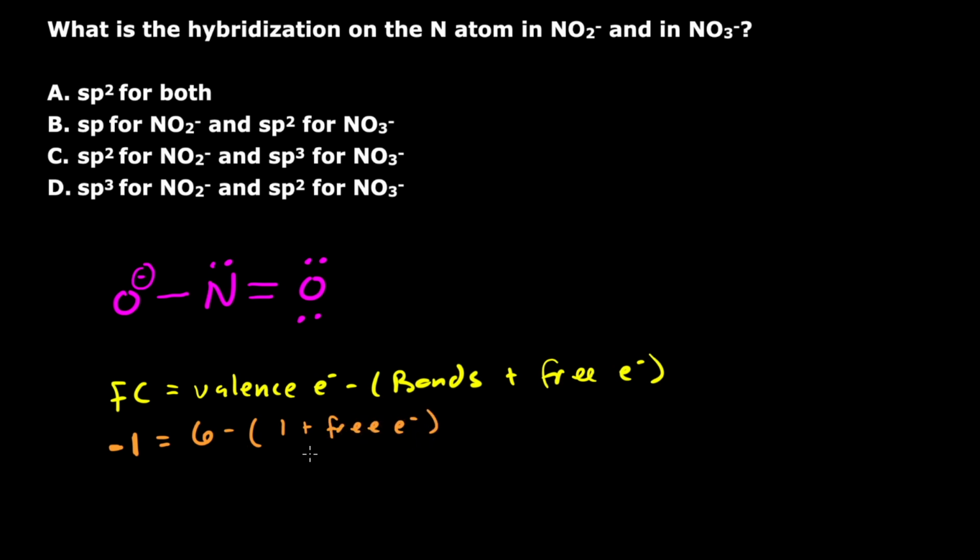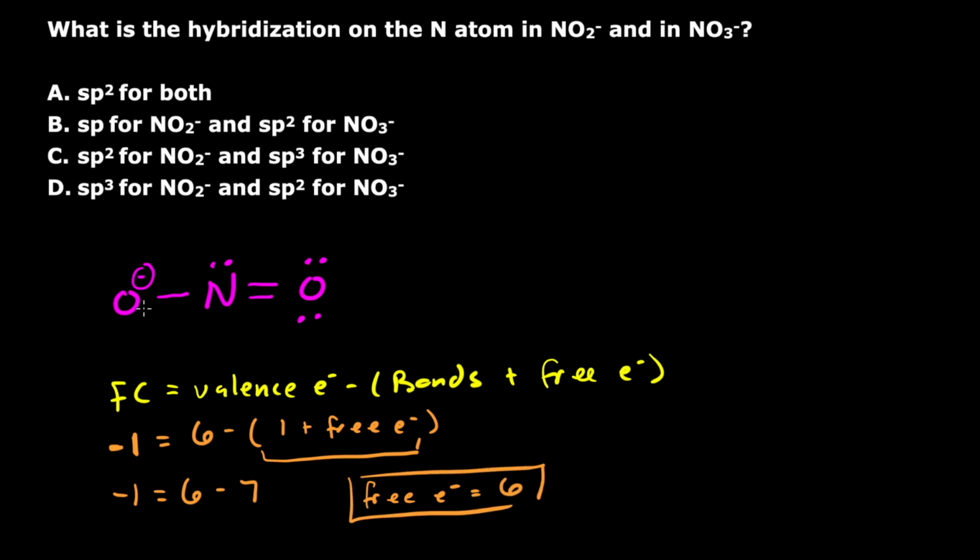And so when I solve this equation right here, I'm going to get a -1 equals 6 minus, now I need to put a 7 right here in order to get a -1. So that means this part of the equation has to be equal to 7. And so if I have 1 plus what is going to be 7, that's going to be 6. So the number of free electrons is going to be equal to 6. So that tells me that this right here needs 6 dots. So I'm going to go ahead and put 1, 2, 3, 4, 5, 6. And this is what the Lewis structure will look like for this NO2.